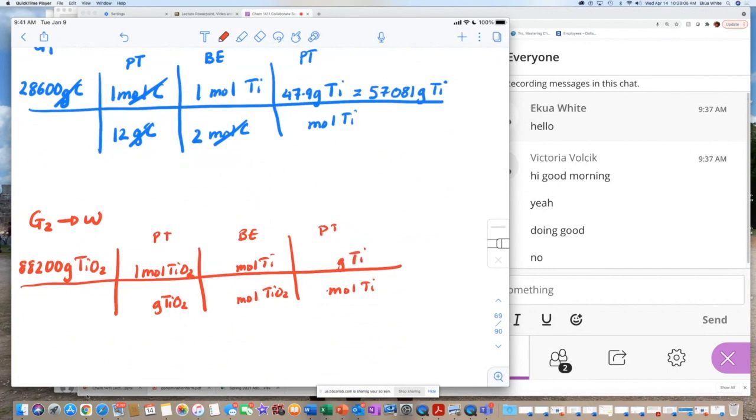Okay, now I'm going to fill in the numbers. Ti I know is 47.9. I have this up here. I'm just going to copy it, right? Ti is 47.9. And then 2 oxygen. Each oxygen is 16 plus 16. So I end up with 47.9 plus 16 plus 16, 79.9. I write it as 80.